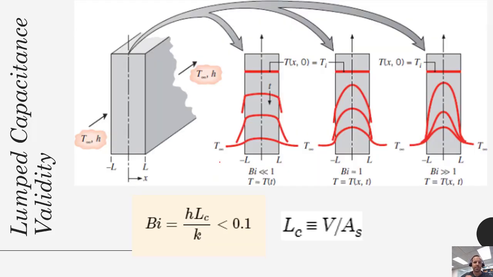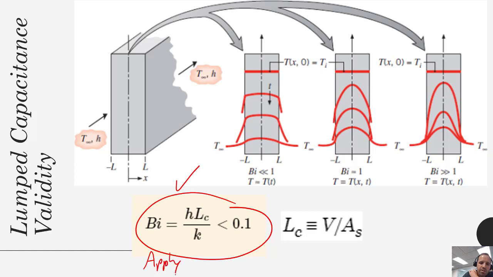Okay, let's look at this a little bit differently. As a general rule of thumb, when the Biot number is less than 0.1, then the lumped capacitance approximation is a good approximation. So if this holds true, we can apply the lumped capacitance approximation.